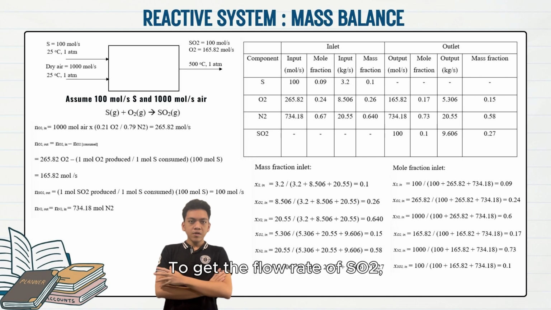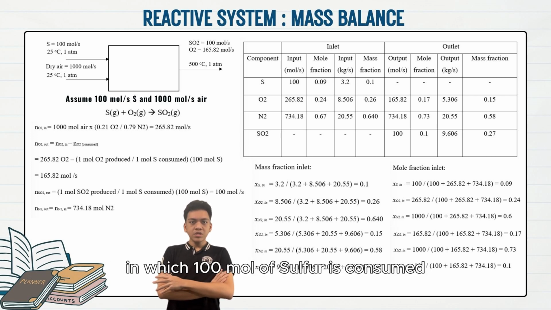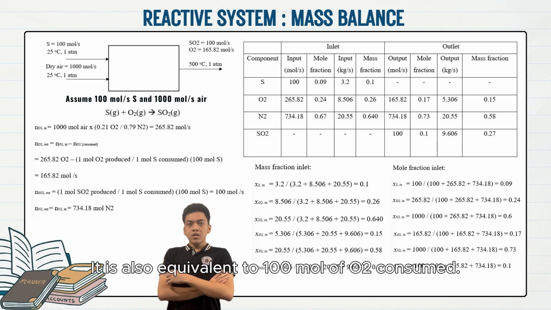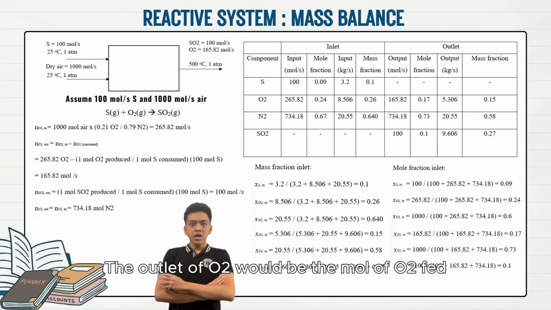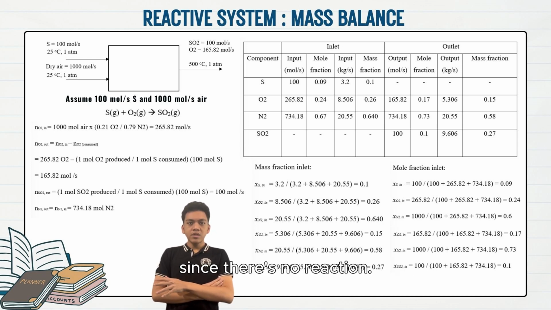To get the flow rate of SO2, we must use the stoichiometric ratio, in which 100 mole of sulfur consumed is equivalent to 100 mole of SO2 produced. It's also equivalent to 100 mole of O2 consumed. The outlet of O2 will be the mole of O2 fed minus the mole of O2 consumed, which is 165.82 mole. The outlet of nitrogen remains constant since there is no reaction.